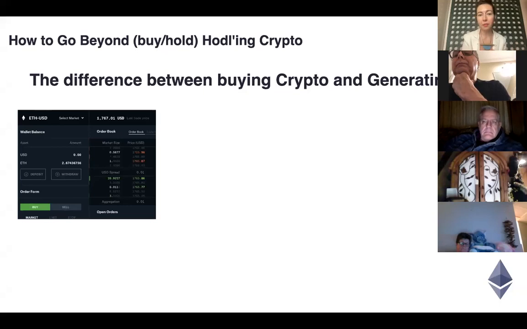So 2.67 times $6,000. Maybe you guys can do it faster than me. Maybe you can do it in your head, unlike my brain. So 2.674 times 6,000. Instead of what I paid for this Ethereum at 1767, I would generate over $16,000 minus close to $4,000. So I would have profited over $12,000, right?